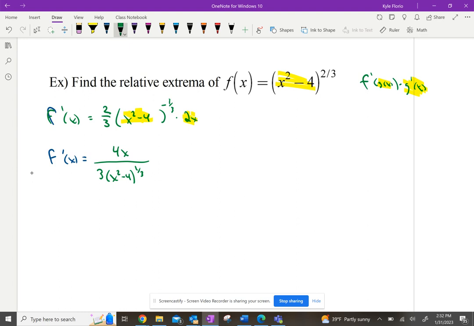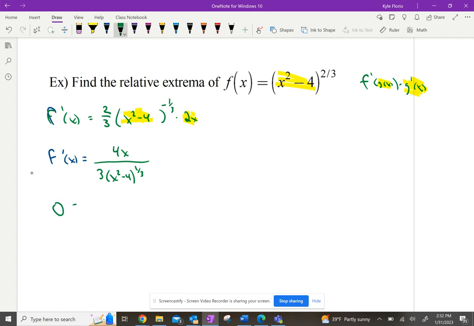Now, this function, there's no dividing by 0 involved. I can plug any number into this and not worry about having any DNEs or anything like that. It's just x squared minus 4, and to the 2/3 is fine. In this situation, I want to find out whether the derivative is either 0 or does not exist.